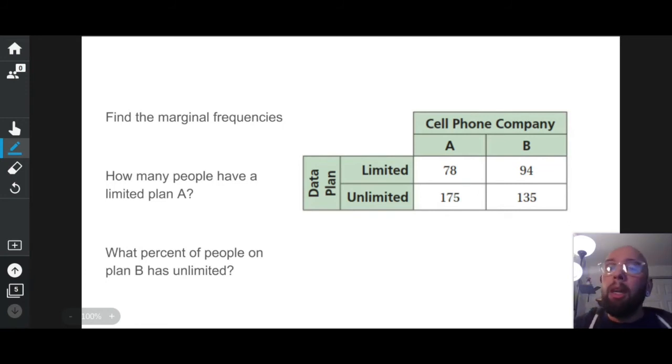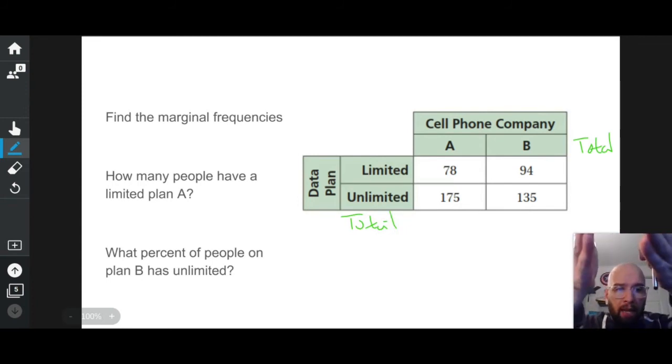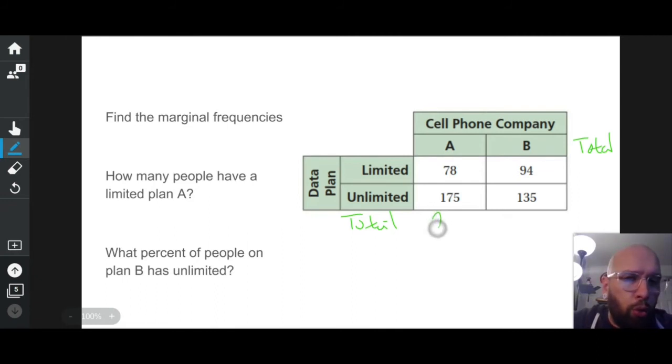So step 1 is find the marginal frequencies, find the totals, and I like totals. So I'm going to add total over there and total down there, and start adding things up. The total for plan A means I look at the plan A column, and that's 78 plus 175, which is 223. No, it's not. 43. No, it's not. 53. Oh boy.